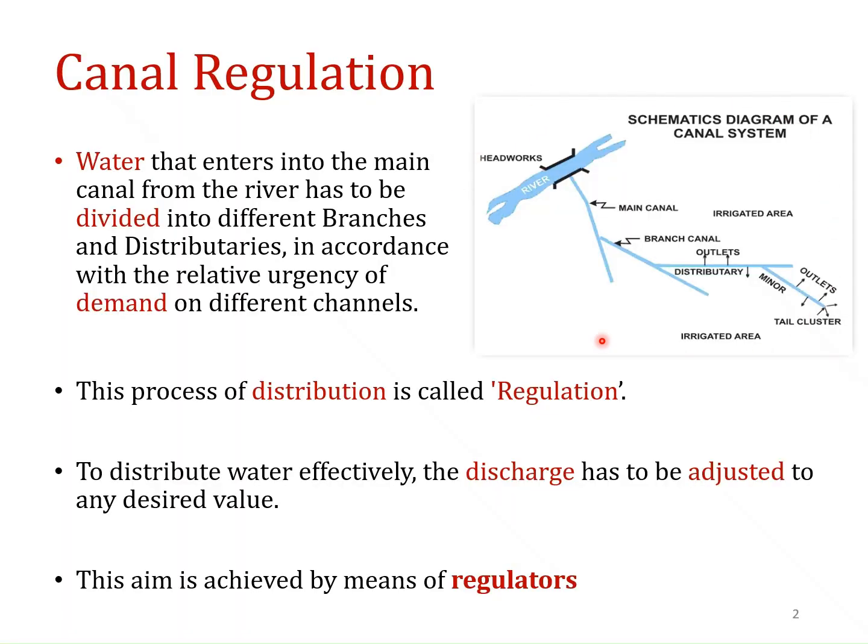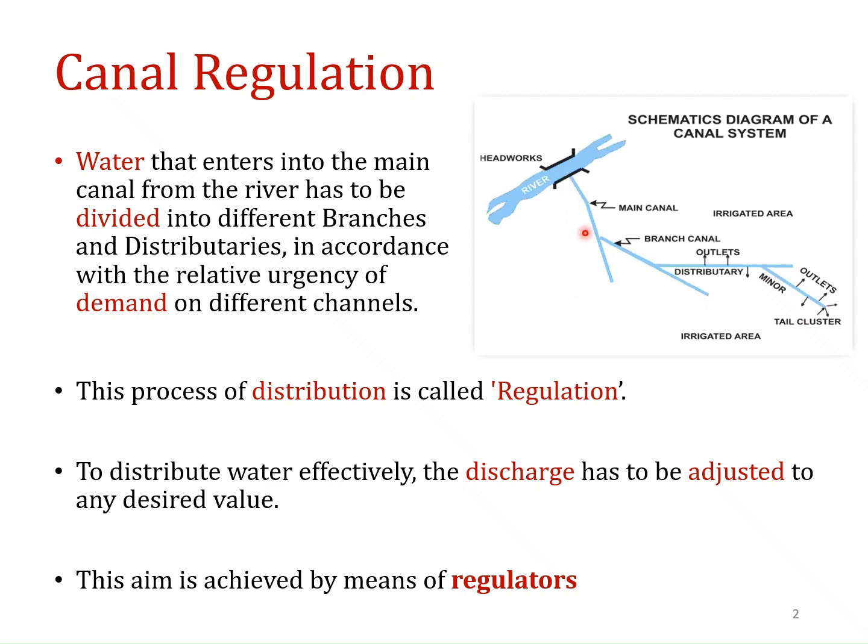Here in this sketch, you see a schematic diagram of the canal system. Right here is the river, which is our source of water, and from the river, we take out the main canal. From the main canal, we take out the branch canal and then distributary and then minor, and after the minor, we have water courses. So this is the whole network.